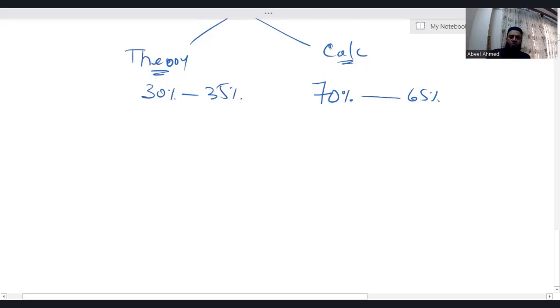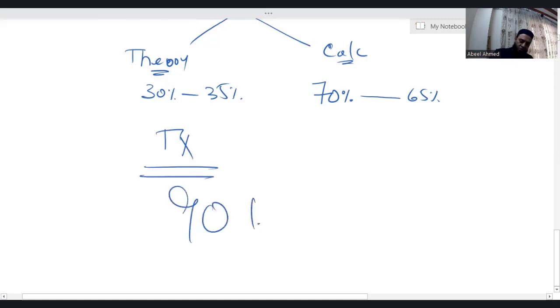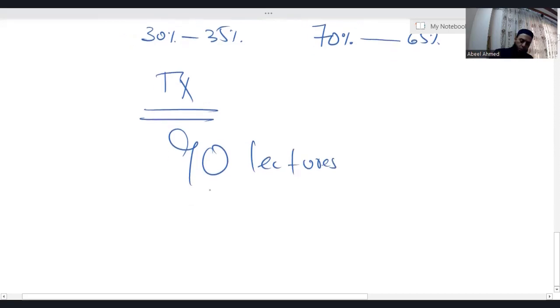So I came up with a formula. Each lecture will be on average just 45 minutes long. That's it, and it's a very moderate time. 45 minutes is not a very long time, and it's not a very short time. The entire taxation course will be within 90 lectures. That is our past trend also. Within 90 lectures, and each lecture is just 45 minutes long.